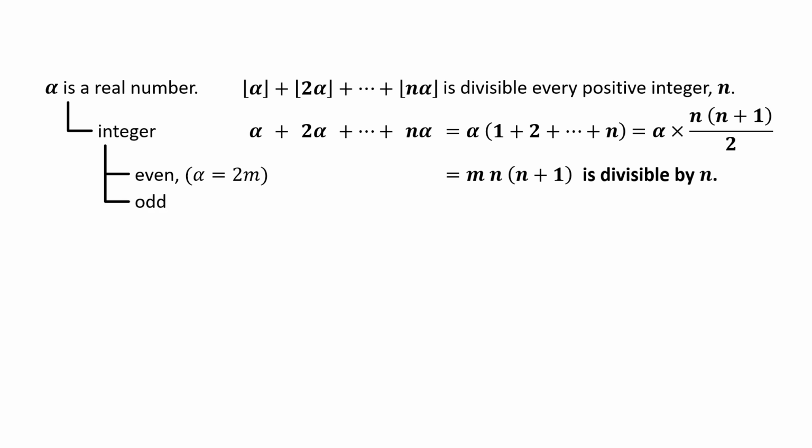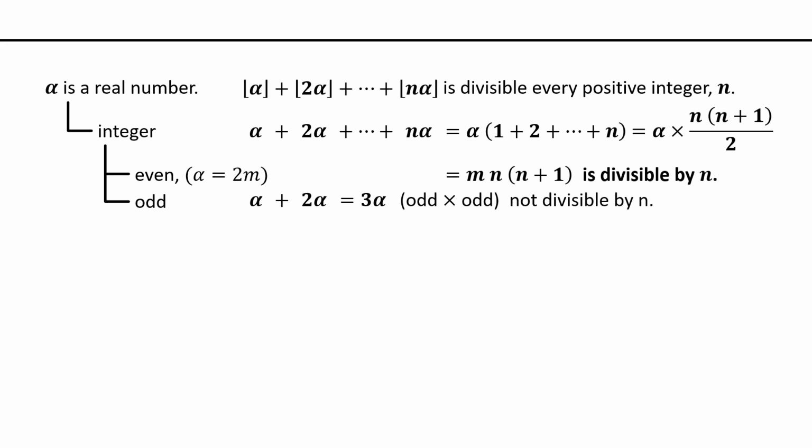If alpha is an odd integer, we can check manually. When n equals 2, alpha plus 2 alpha is 3 alpha. Since 3 and alpha are both odd integers, it is not divisible by 2, which does not satisfy the condition. Draw the number line to help check other real numbers. Even integers satisfy the condition, but odd numbers don't.